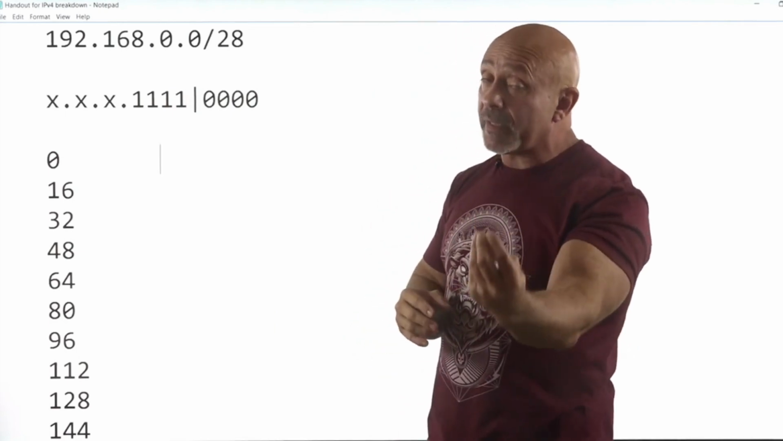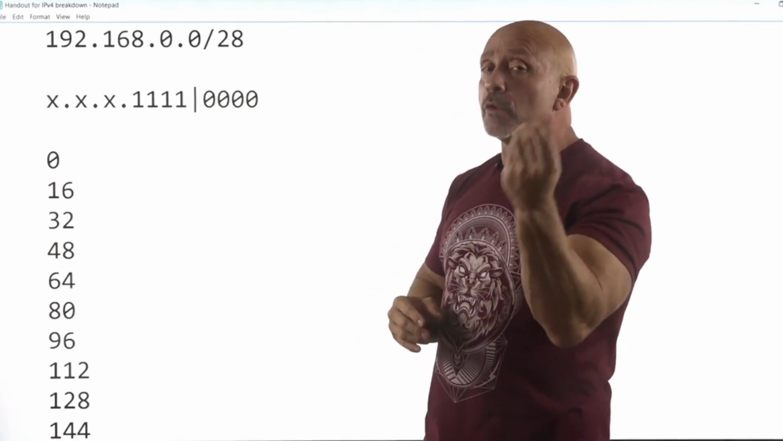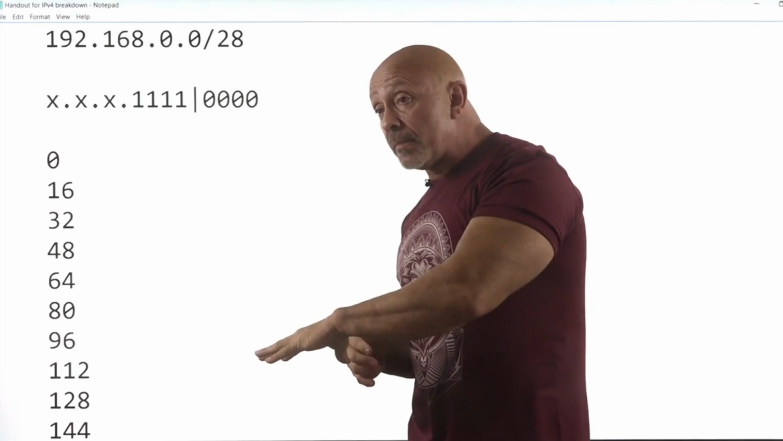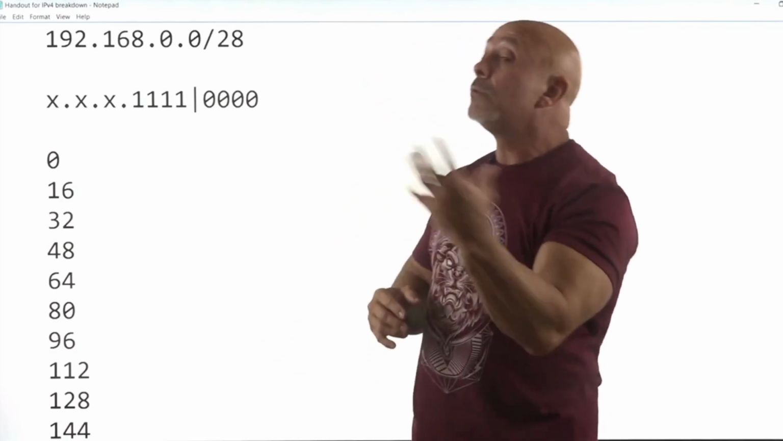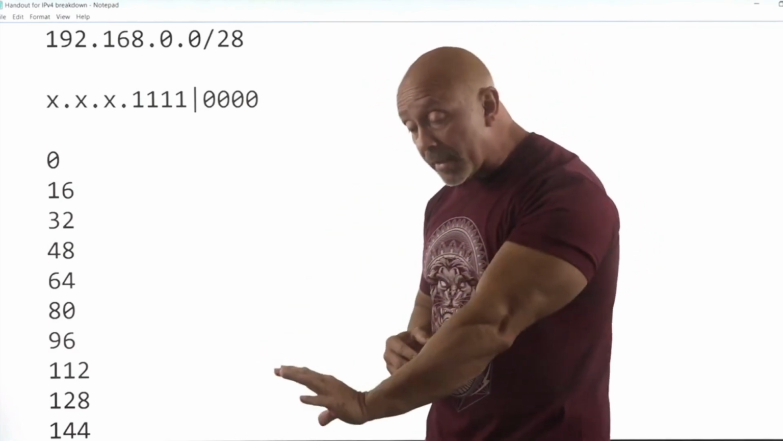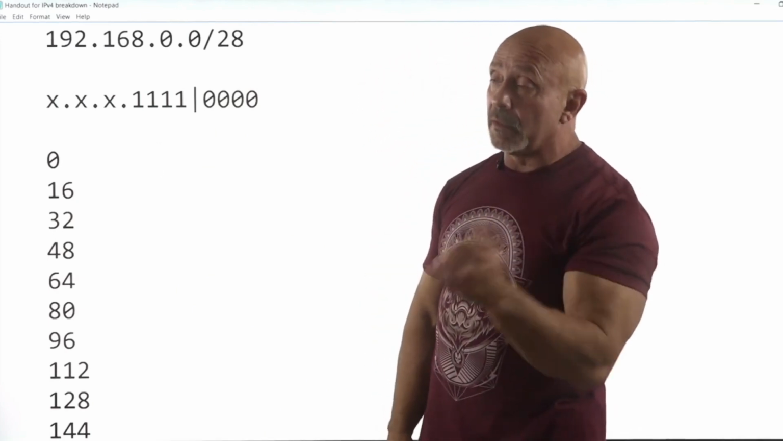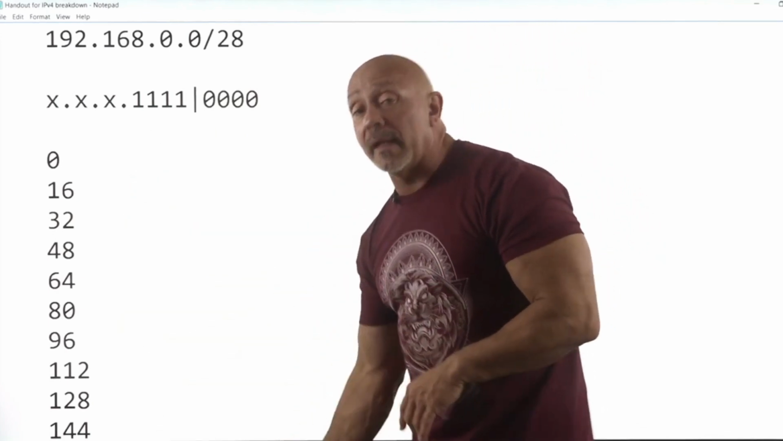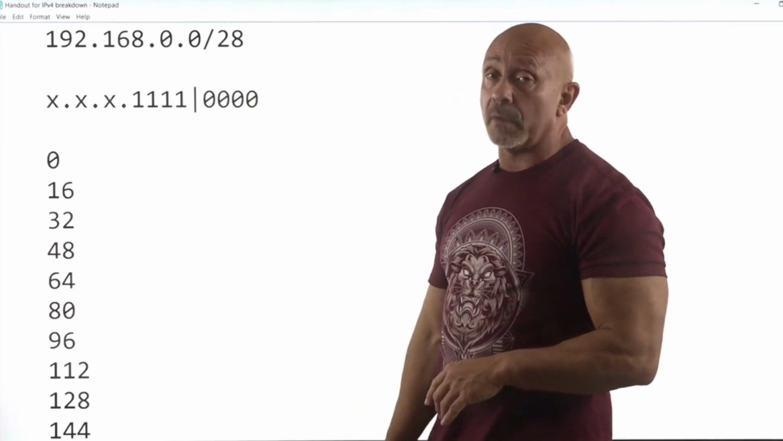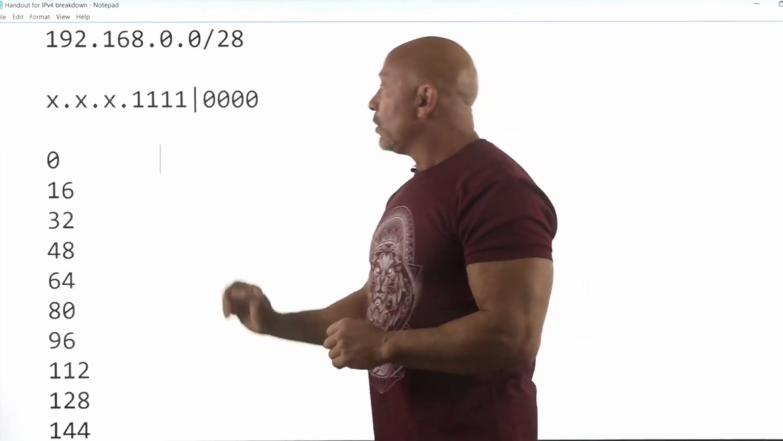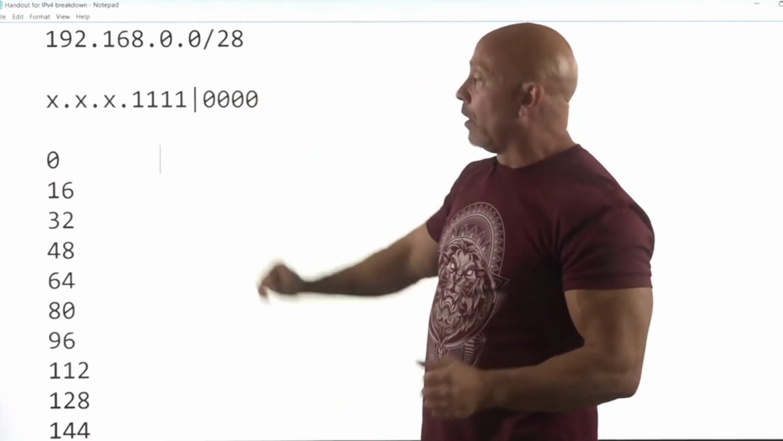But again, in your certification test, pay attention to the question. Use subnet 0. Don't use subnet 0. So if you use subnet 0, all networks are good to go. If you do not use subnet 0, then you've got to take out 0 and you've got to take out the very last network. Okay? All right. So they're giving me this. We're using subnet 0.